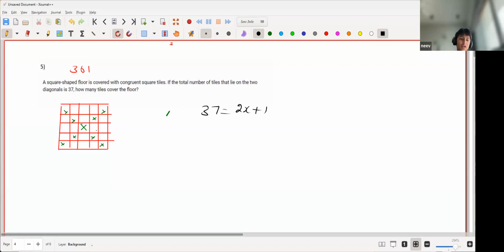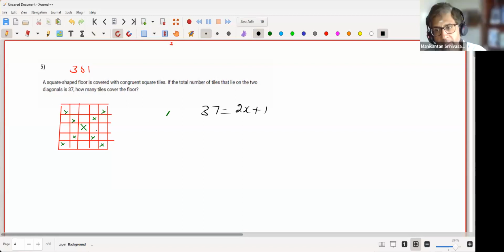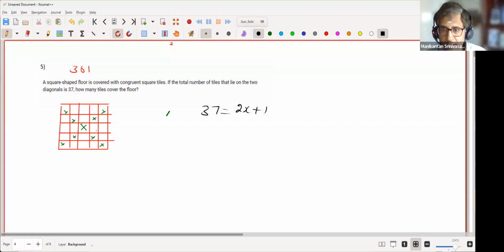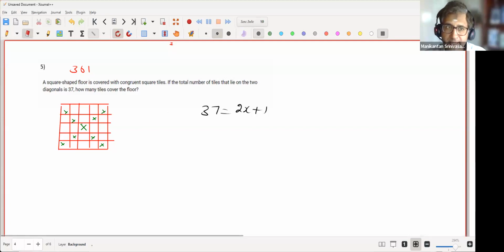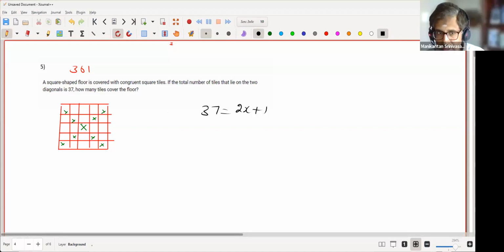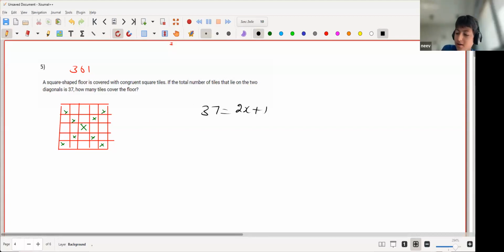It should be shared, 2x tiles minus 1, no? Why 2x plus 1? 2x plus 1 or 2x minus 1? If you're getting counted twice, then you should subtract 1, no? Not add 1. What is x according to you, Neve? What is your notation? Yeah, it should be 2x minus 1.